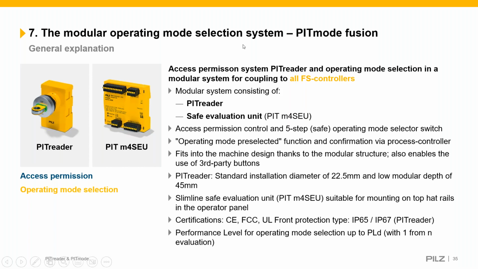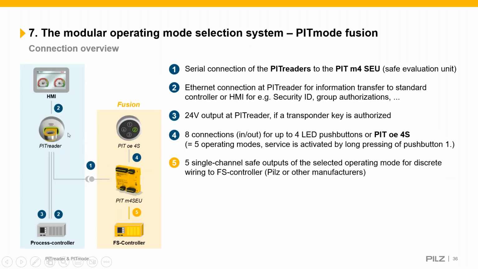So what does that look like? Here's an overview, really. We have our PIP reader that is connected via Ethernet to an HMI or process controller PLC. We then have our keypad or third-party keypad that is connected to the safe evaluation unit and then to a third-party or a Pilz fail-safe controller. When we insert our key into the reader, it will send out data via Ethernet to the PLC. It will also send out serially to the safe evaluation unit.